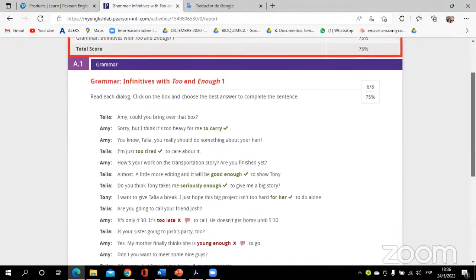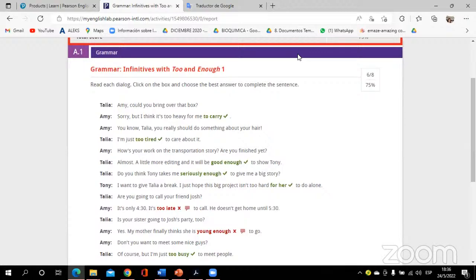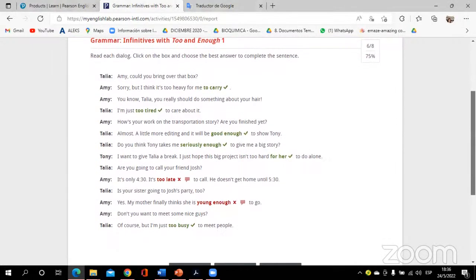Okay. Let's see the mistake. The first one is because of the meaning. It's only 4:30. It's too late, but if we are using "only," we had another option, that it was early. As we are using "only," it is like recent. Okay, it's only 4:30. It's too early to call.